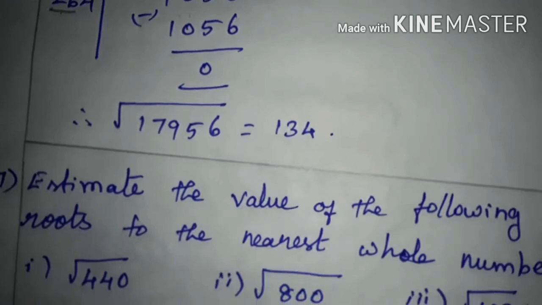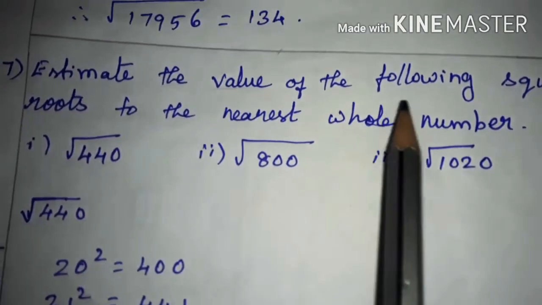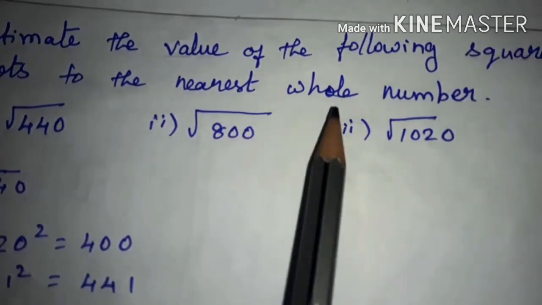Like that, you have to do the other two sums. Then the seventh one: estimate the value of the following square roots to the nearest whole number.